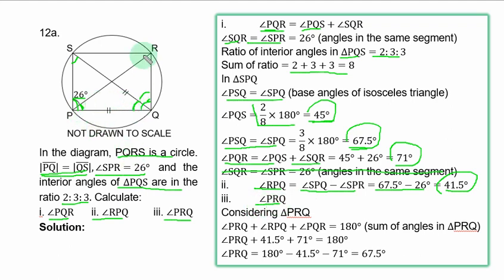Roman figure 3, find angle PRQ. This angle, we can use the sum of angles in a triangle. This angle is known, this angle is known. If you add the three angles, the sum is 180, so you can get this angle PRQ. So PRQ is equal to 180 minus this angle minus this angle. If you subtract, you have 67.5 degrees.